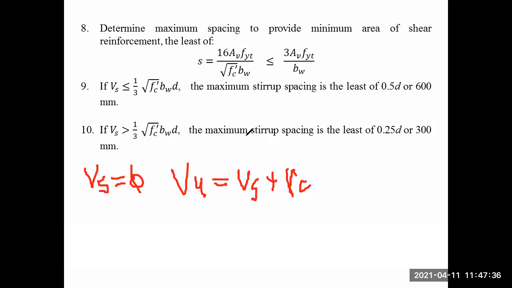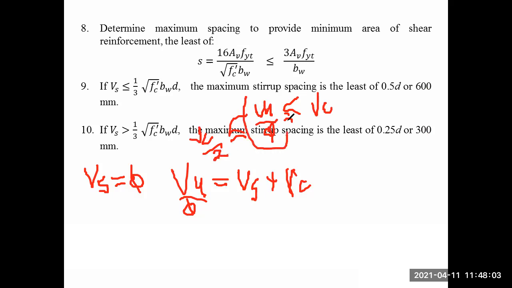When VU over phi is equal or less than VC, or greater or equal than VC over 2, within this range, we don't need to design for this VS.